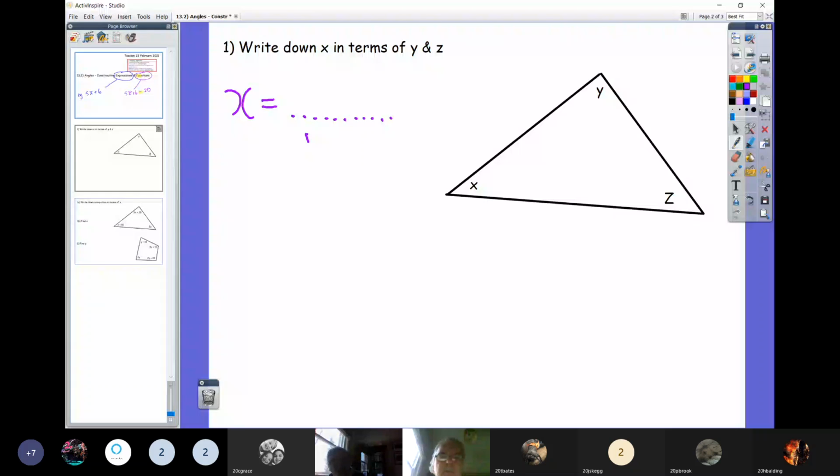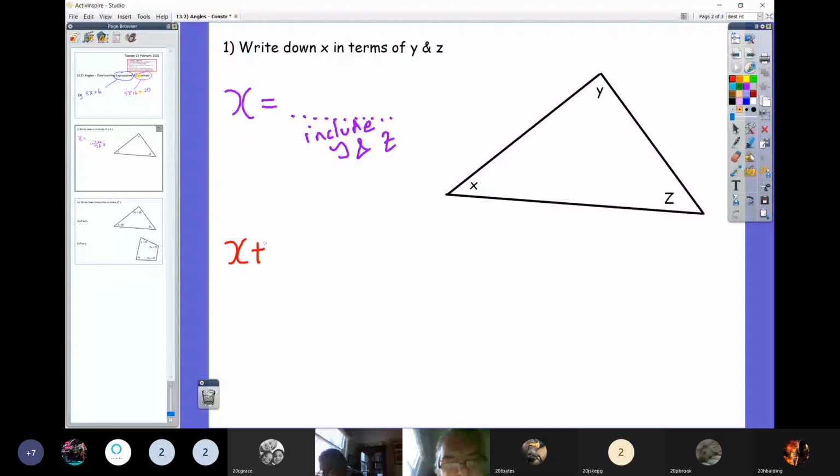So if we get a question that says write down x in terms of y and z, you've got to go and do some work, okay, and end up with it being x equals blah, blah, blah. And on that right hand side, it will include the letters y and z. So let's have a think about how would we do this. What do we know from yesterday's angle knowledge? We know that the angles in a triangle add up to 180 degrees. So we could go and say that x plus y plus z equals 180 degrees as our first line of workings. Now we want to get x on its own.